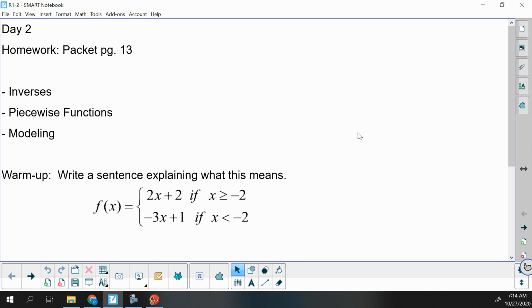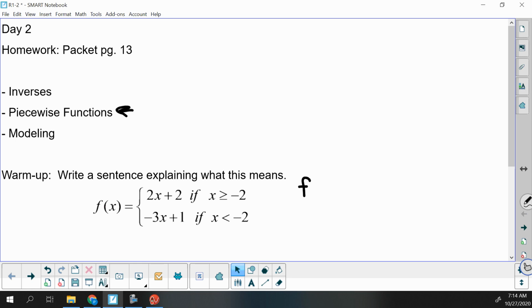This is an example of a piecewise function, one of the ones that we'll see today. So a piecewise function is basically different pieces of functions depending on which x values you use. So the meaning of this is when x is greater than or equal to -2, you should use the top equation. But if x is less than -2, you should use the bottom equation.